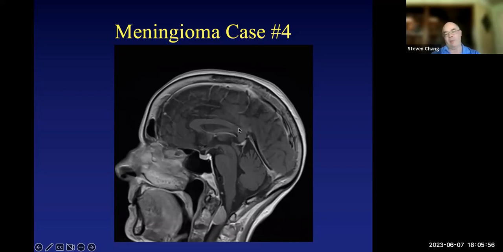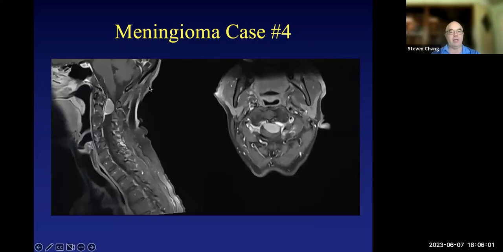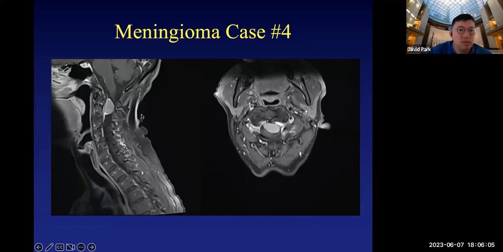So the patient got brought back, and now we're going to get scans of the cervical spine. So what do you see here? So basically the same tumor, a contrast enhancing dural-based mass, more dominant on the left side, based on the axial image on the right. It is located anteriorly in the spinal canal, an intradural extraaxial mass.